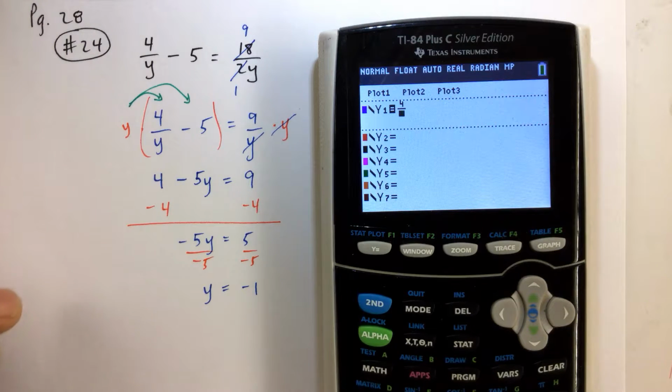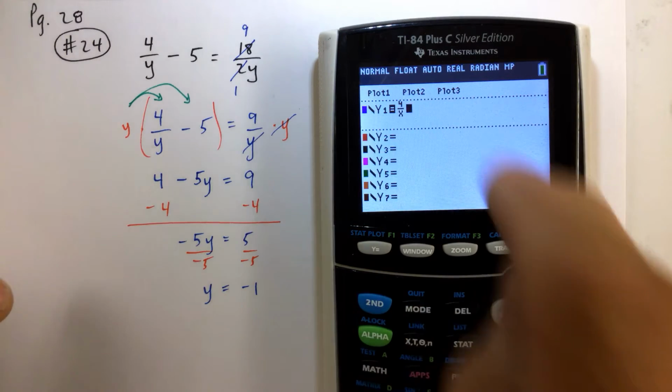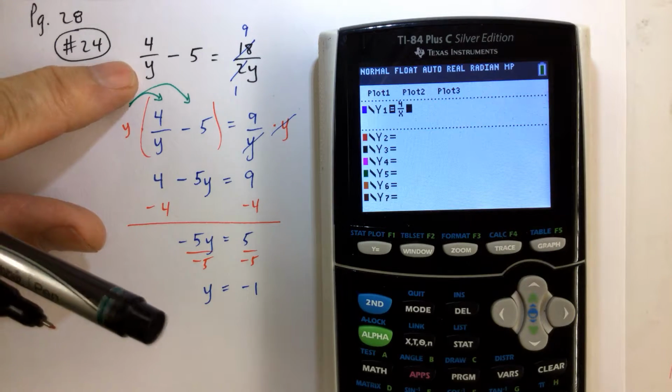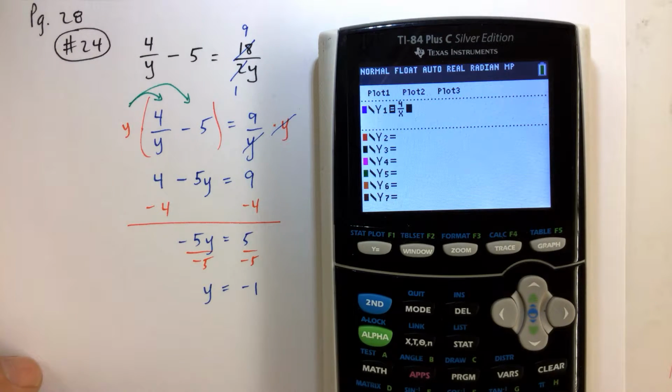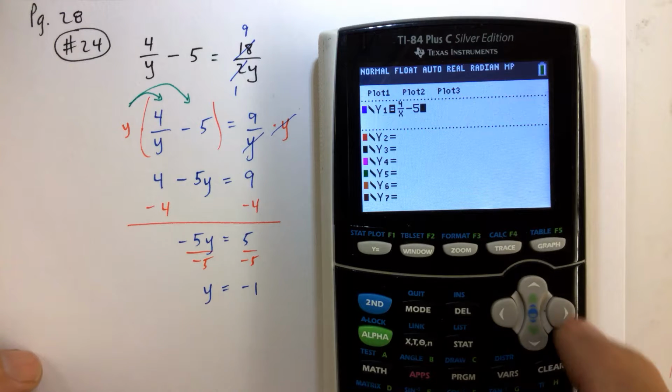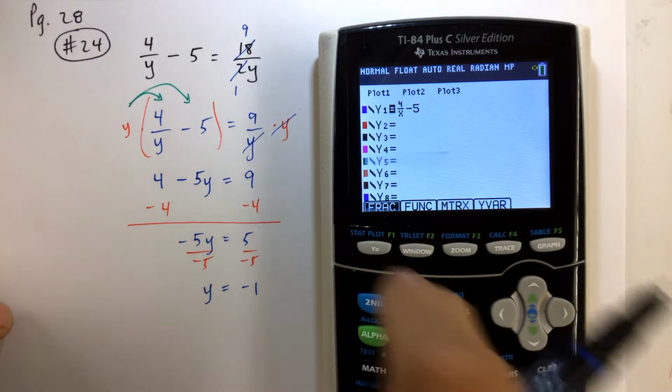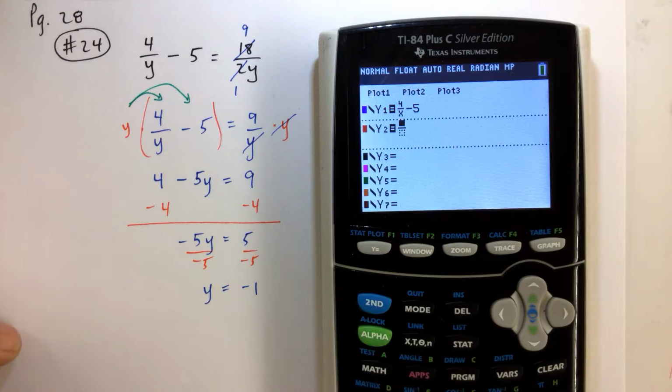Now, for the sake of needing a variable, the only independent variable that we've got in our calculator is x. So on our calculator, we're going to call y equal to x, and instead of placing a y there, we're going to put an x. So 4 over x minus 5, that's our y1. And then our y2, we could do 18 over 2y. Might as well do that for the sake of just rewriting the exact problem the way it's written.